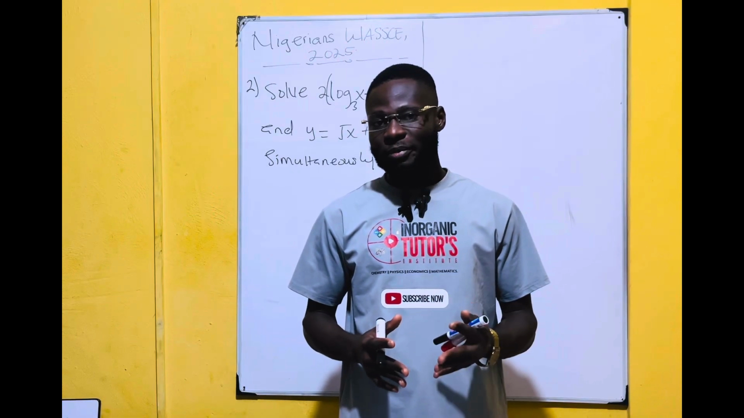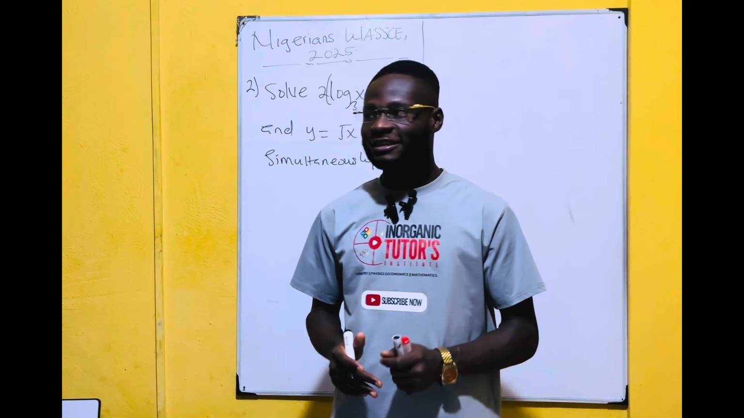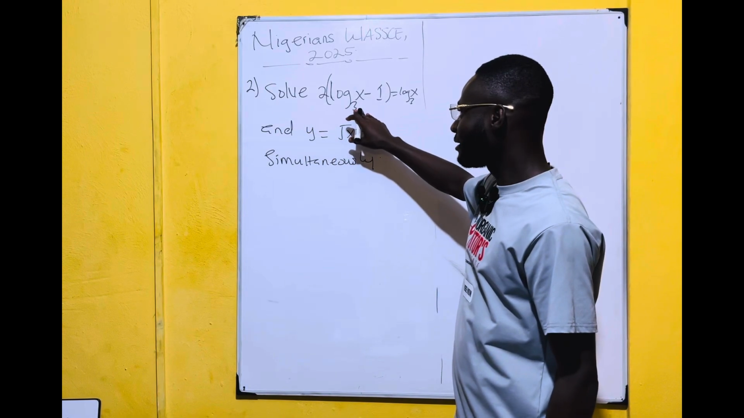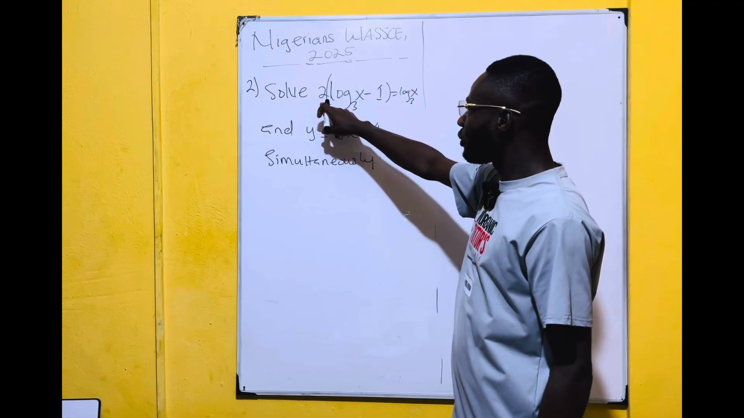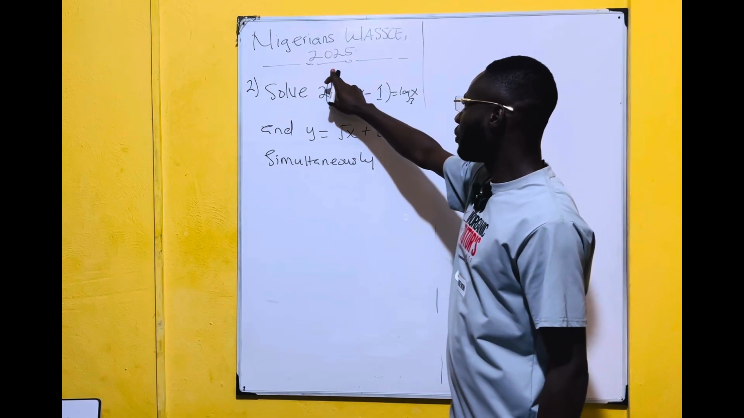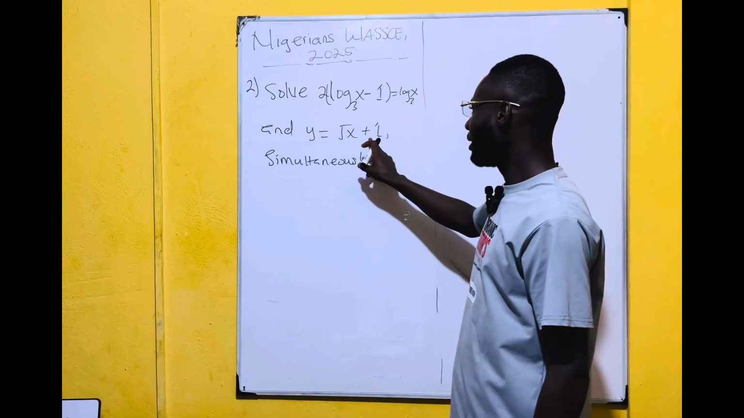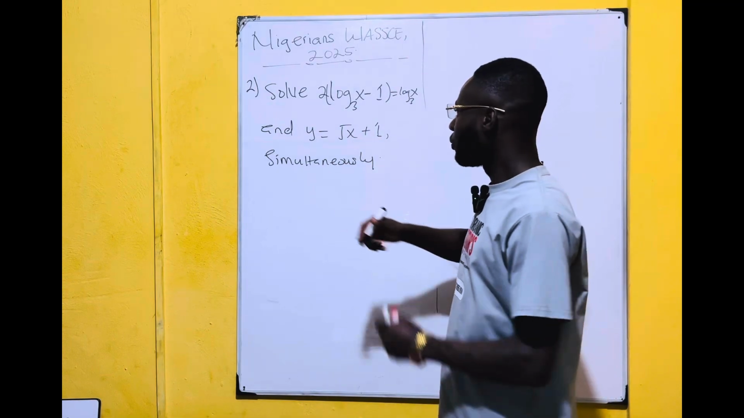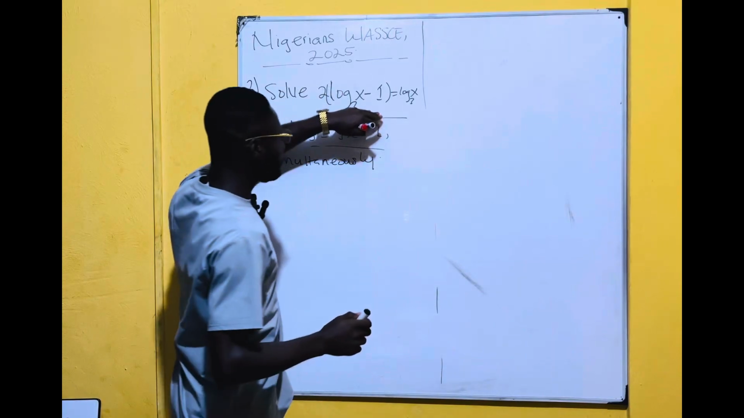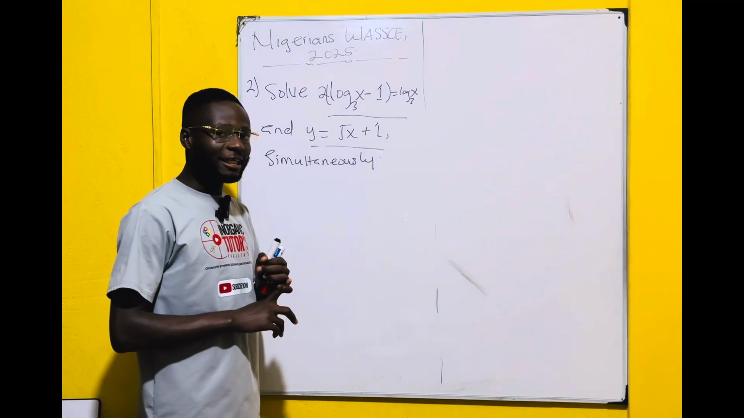All right, welcome back from the short break. I believe that you have been able to go through the first question and you're good with it. Now let's look at question number 2. We want to solve this logarithmic problem, which is 2 into bracket log x base 3 minus 1 equals log x base 3, and y equals square root of x plus 1, simultaneously. We are solving this equation and this equation at the same time, so we have to apply the log properties.